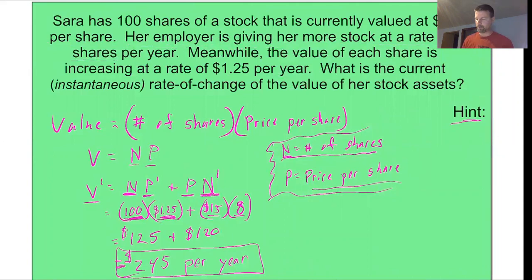I'm not sure how much it's worth right now, but you could figure that out easily enough. Right now she has 100 shares valued at $15 per share. 100 times 15 is $1,500, which isn't huge, but with a rate of change of $245 per year, next year it's going to be $1,745, and then probably increase even more after that. It's not a lot now, but it's going to grow pretty well.